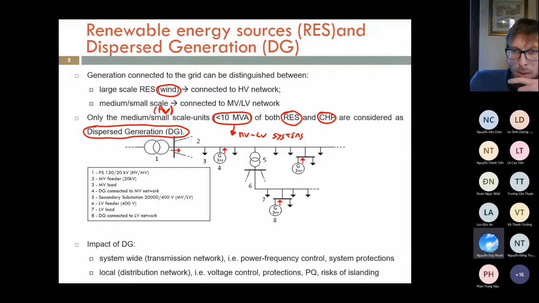Combined heat and power plant. So normally the kind of RES connected to the medium and low voltage networks are CHP, which could be renewable or not, because if you use as fuel, let's say, biogas, you can consider even CHP as RES, but if you are using gas, for instance, you cannot consider them as renewable energy sources. So we have CHP and RES.